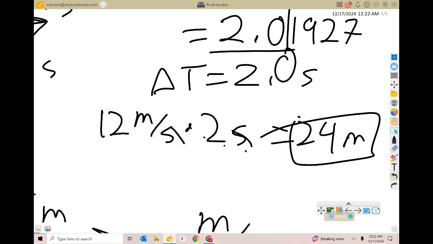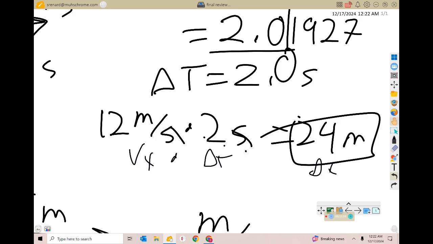Well, we take our v sub x, we multiply it by our delta t, and we get our delta x. So 12 times 2 is 24. It moved 24 meters during that time.